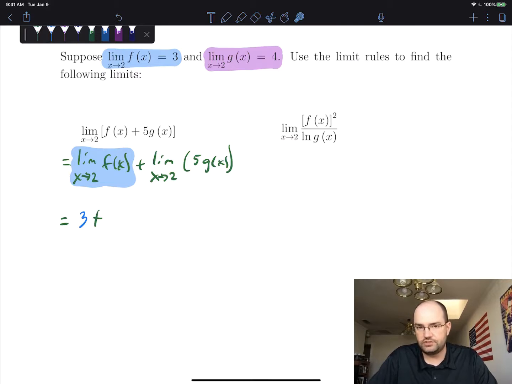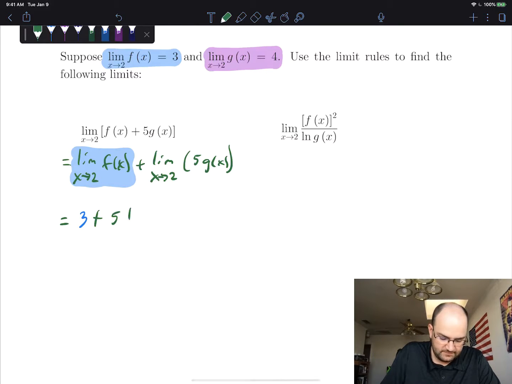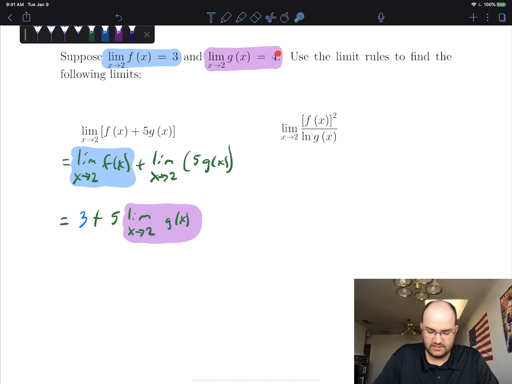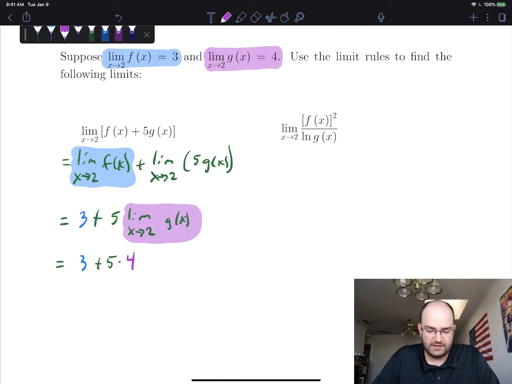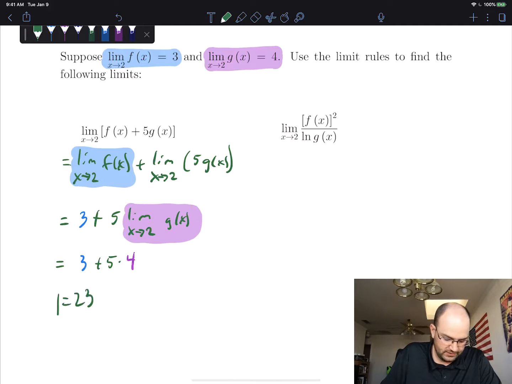Now I can't initially write down what we have because we have a constant times the function. So that constant can come on the outside, making that 5 times the limit as x approaches 2 of g of x. And now if you notice, the limit as x approaches 2 of g of x is simply the number 4. So this just gives us 3 plus 5 times 4. And then you can just simplify. 5 times 4 is 20, plus 3 is 23. So the answer here is 23.